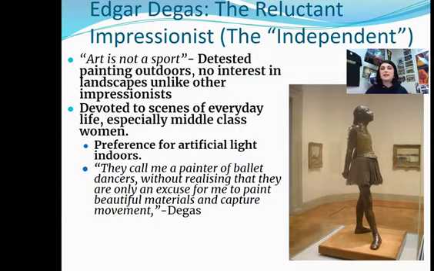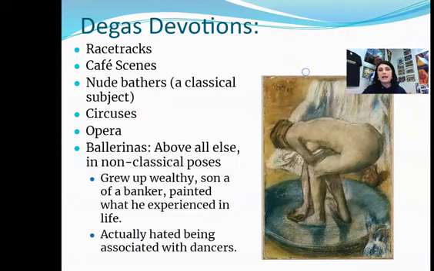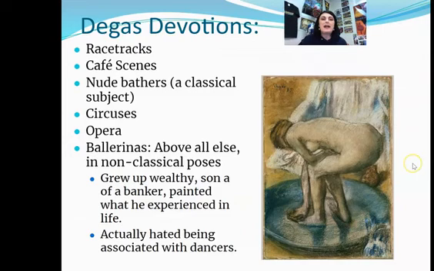So he's famous for painting ballerinas. And he quoted that they call me a painter of ballet dancers without realizing that the dancers are only an excuse for me to paint beautiful materials and movement, which is what Impressionism is about. It's a moment, and ballerinas are constantly in motion and they wear these beautiful materials and clothes that reflect light. So Degas is known for the scenes of luxury, circuses, cafes, but above all, ballerinas, all right?